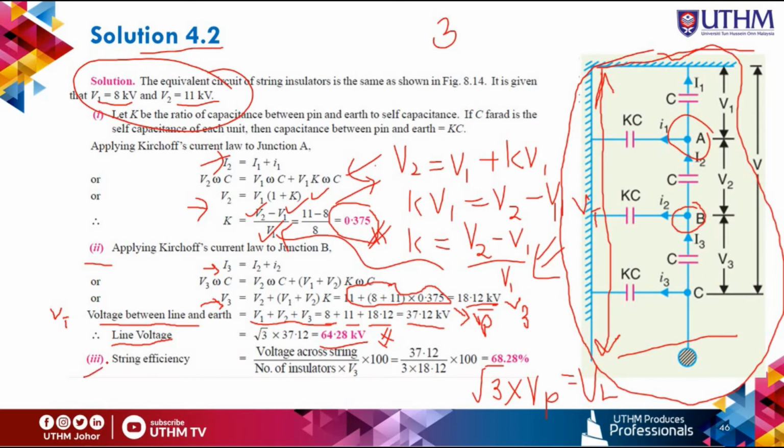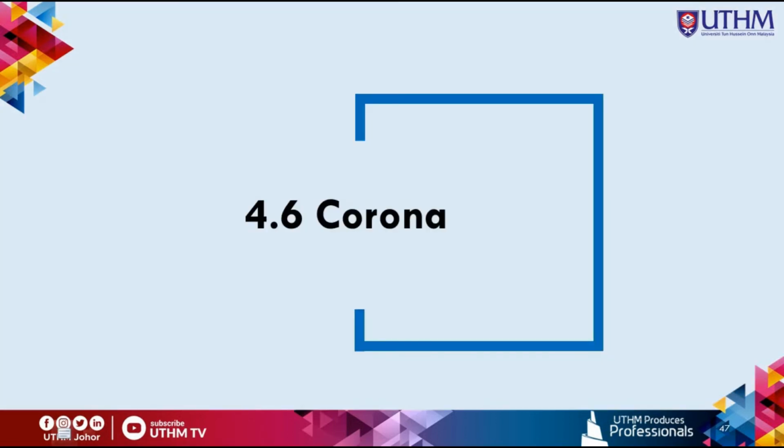And then finally we can find the string efficiency. The string efficiency is the voltage across the string, which is VT, the total voltage, and then you divide by the number of insulators, which is 3, and then you times with the Vmax, V3. So you get 68.28% for the string efficiency for this case. Okay, next is the corona.